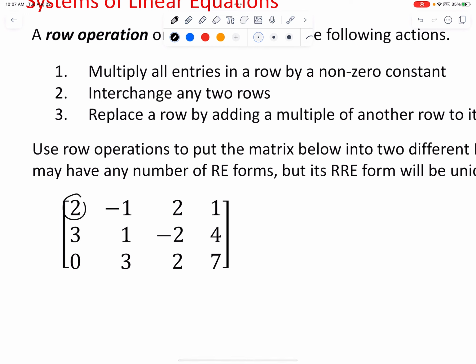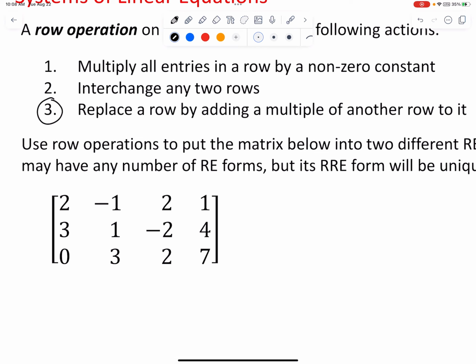So one way to turn this 2 into a 1 is to multiply the entire top row by 1/2. However, that's going to make a fraction here and a fraction here. And if you can avoid fractions, then you want to try to come up with a strategy that does so. So we're trying to find some way to use one of these 3 tools to get a 1 in that upper position. A very important row operation that we're going to wind up using is this one here, to replace a row by adding a multiple of another row to it.